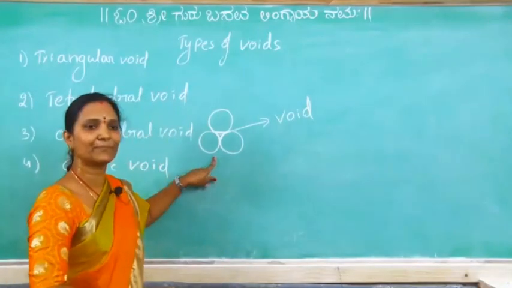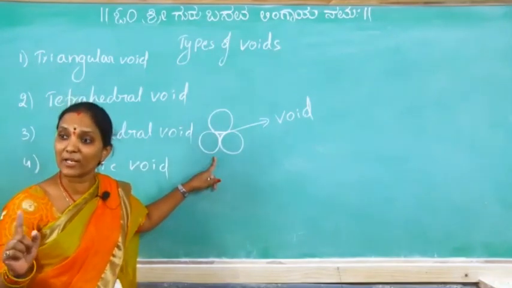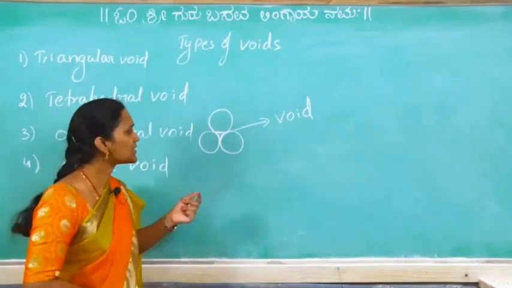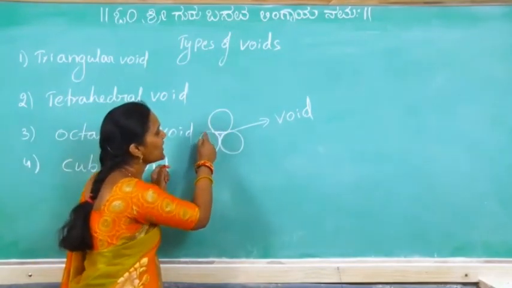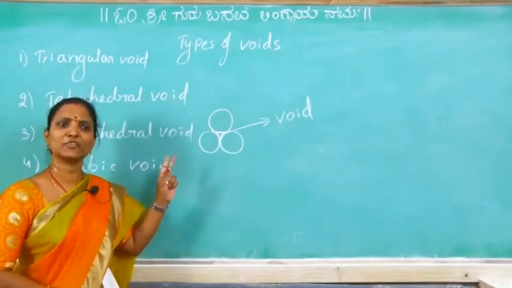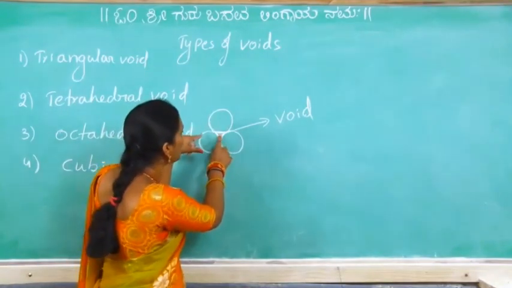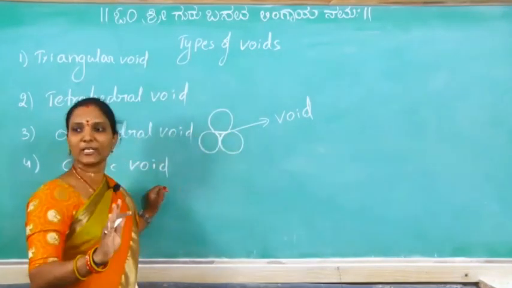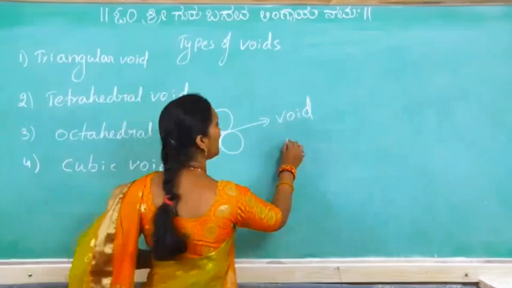Now this void is a triangular void. What is the coordination number of this void? Coordination number means how many nearest neighbors, how many particles surround it. This is the void, the empty space. Around this how many particles are there? 3 particles. So the coordination number of triangular void is 3.